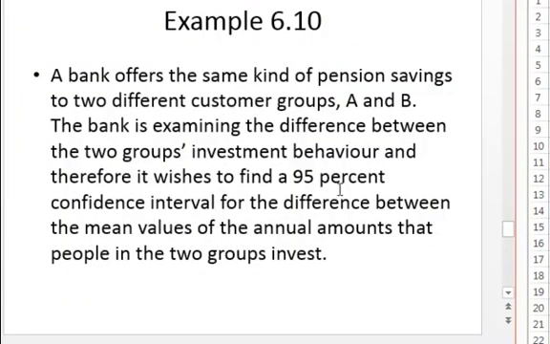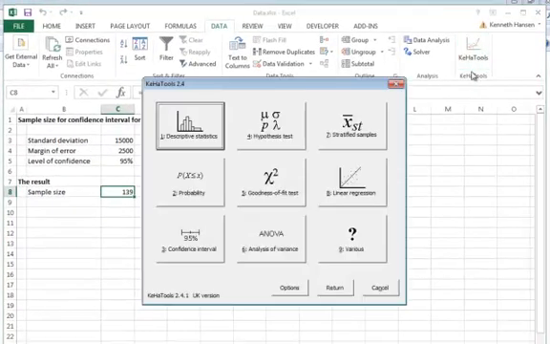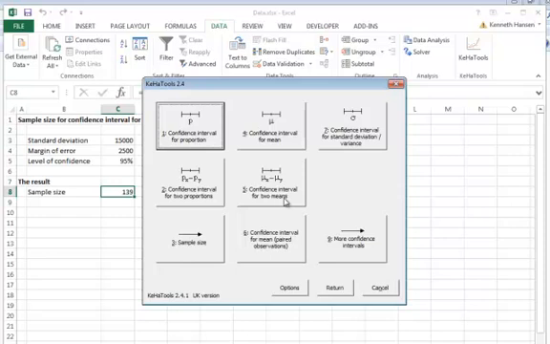In the next example, we are going to compare the mean of two different customer groups, A and B, and we know the following information. We have two samples. Group A, 50 persons with a given sample average and standard deviation. Group B, 50 persons also, and these means and standard deviations, and we know that they are normally distributed. So we calculate a confidence interval for the difference.